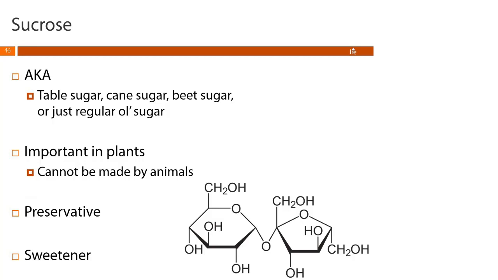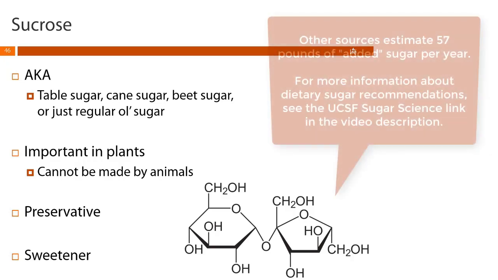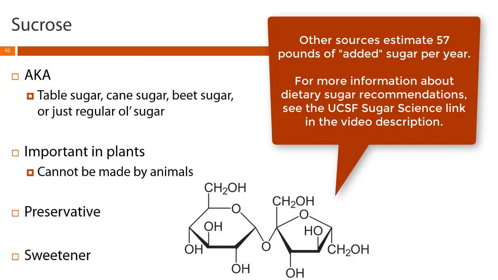So what do us animals use sucrose for? Well, one way is as a preservative. High concentrations of sucrose can cause high osmotic pressure, which is going to inhibit the growth of bacteria. But more commonly, it's used as a sweetener. In fact, the average adult in this country consumes over 150 pounds of sucrose per year.